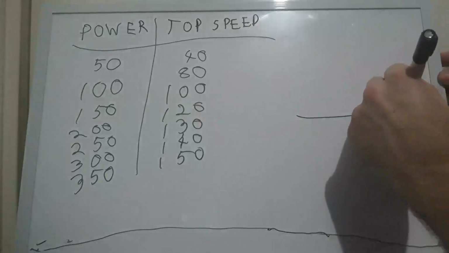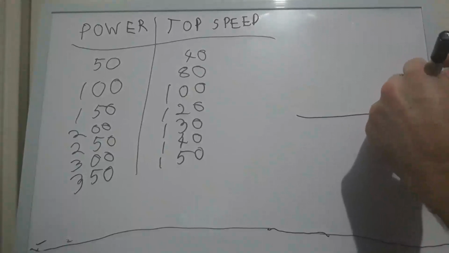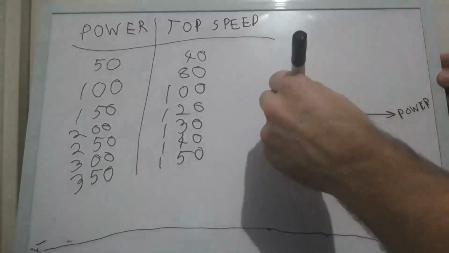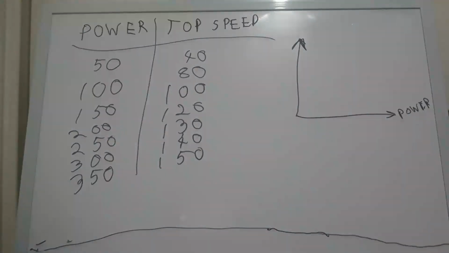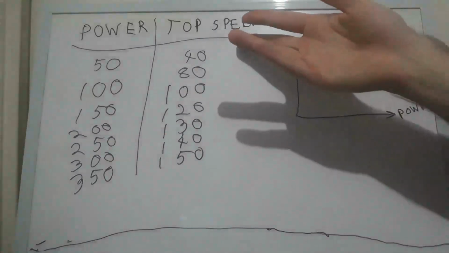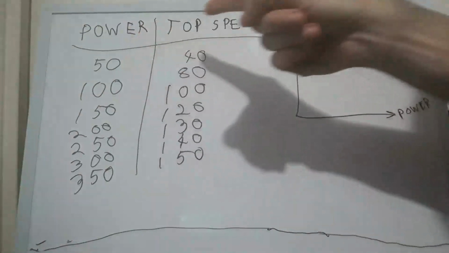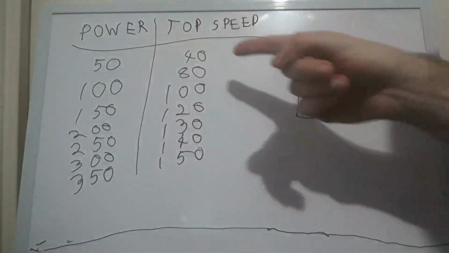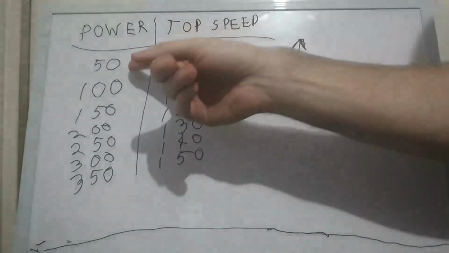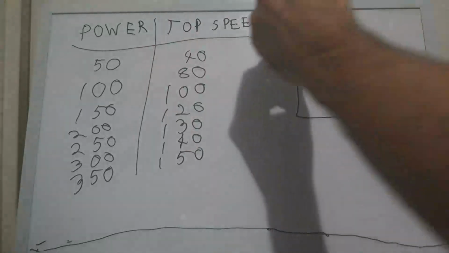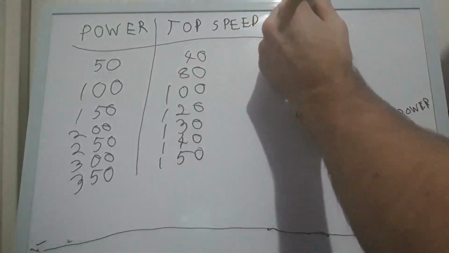So let's call this one power. And let's call your y-axis, this is your response variable, or your dependent variable. Your top speed depends on what your power is. So this is your explanatory, this is your response, or this is your independent, this is your dependent. This one depends on that. So we'll call this one top speed. I'm going to be lazy and just write speed.